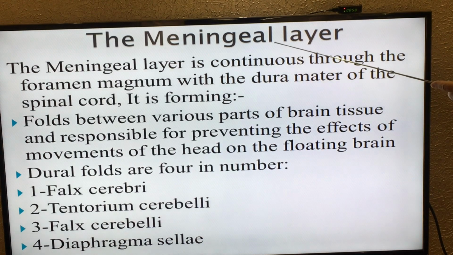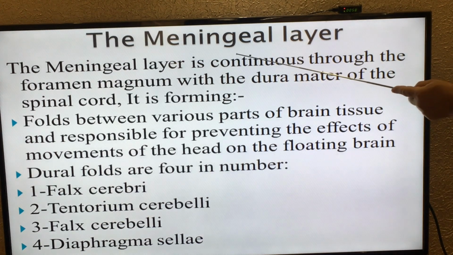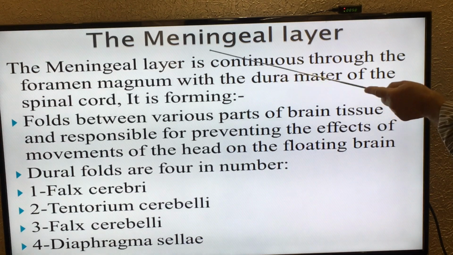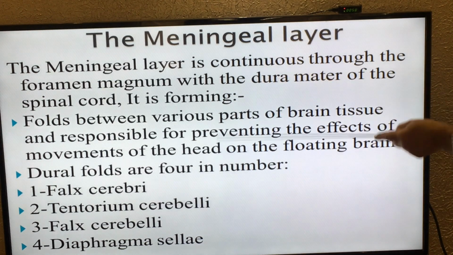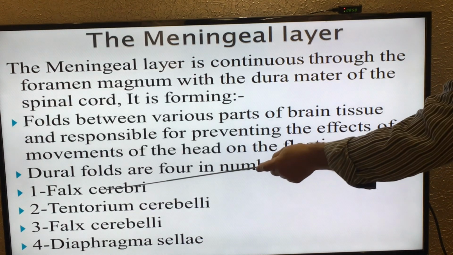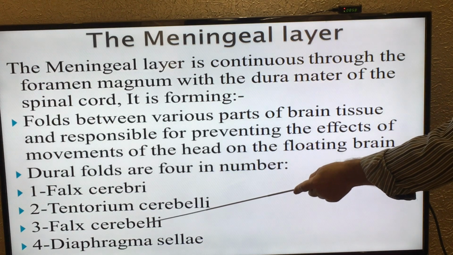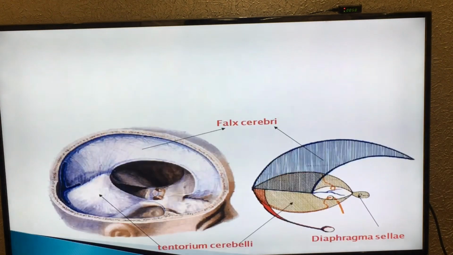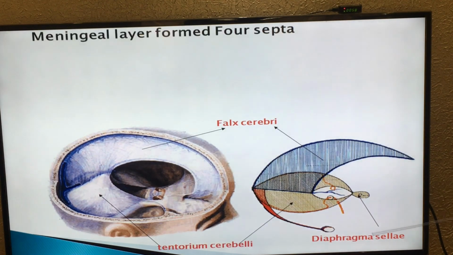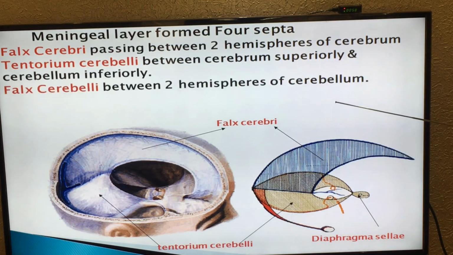Now the meningeal layer, the inner one, it forms 4 extensions. Who are they? Falx cerebri, tentorium cerebelli, falx cerebelli, and diaphragma sellae. This is the picture. This is tentorium, this is falx, diaphragma sellae, and here is falx cerebelli. They are 4 extensions.